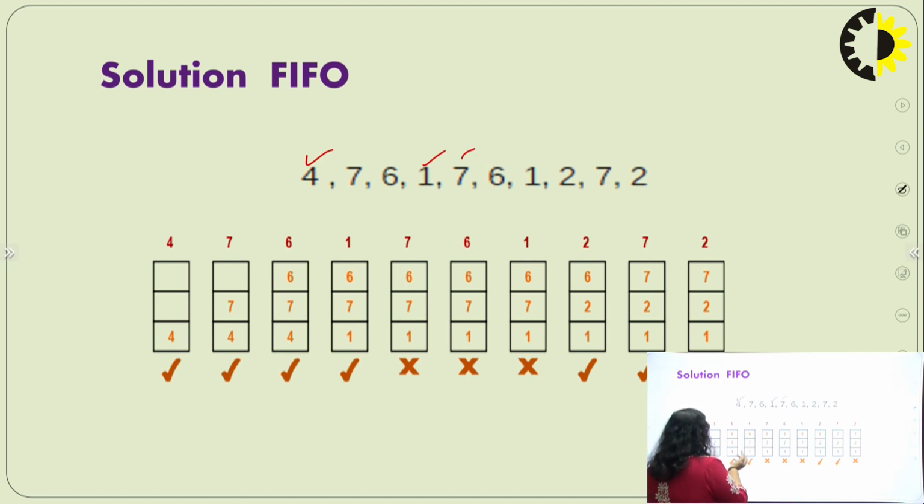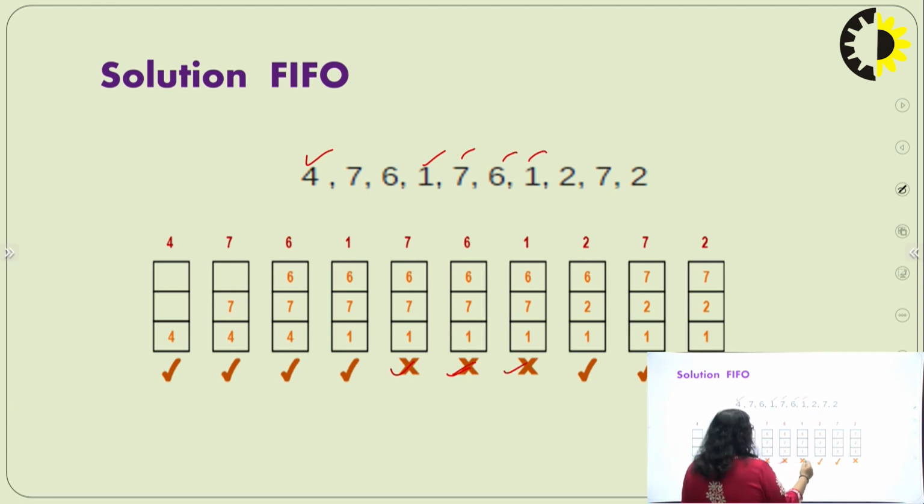Now 7 is already present in this, so it is a hit. Again 7, so it is a hit. Now 6 is also present in the frames, so it is also a hit. So there are 2 hits over there. Now 1 is also present, but always keep in mind that 7 came earlier in this frame, and even if it is recalled, it is still counted as the oldest one. So this is the basic difference between FIFO and LRU.